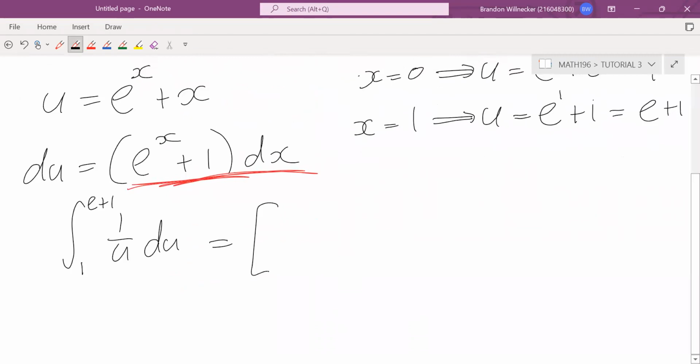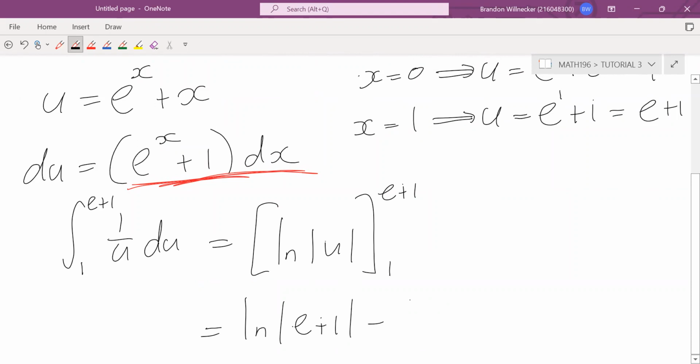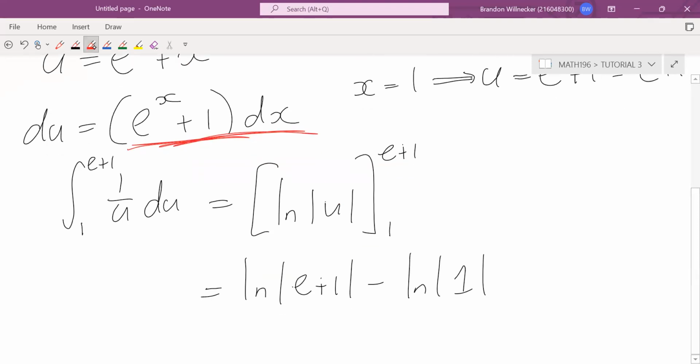So the integral of 1 over u, that's the natural log of the absolute value of u. Please do not forget the absolute values. That's very important to have. Then we're going from 1 up to e plus 1. So we get the natural log, absolute value, e plus 1, minus the natural log, absolute value of 1. But the natural log of 1 is 0, so that goes away. So we're just left with the natural log, absolute value, e plus 1.